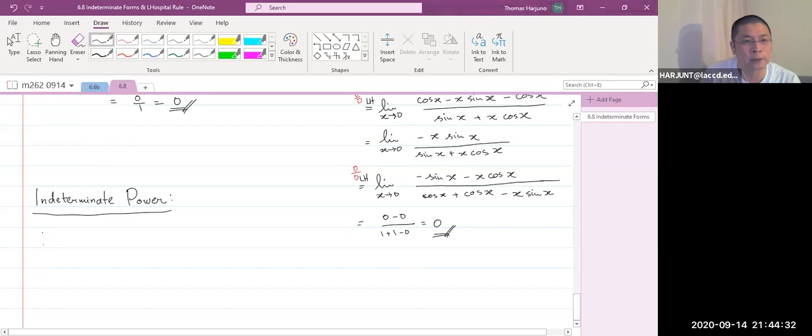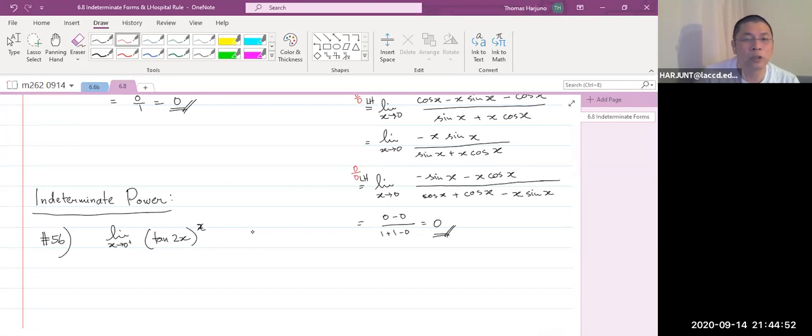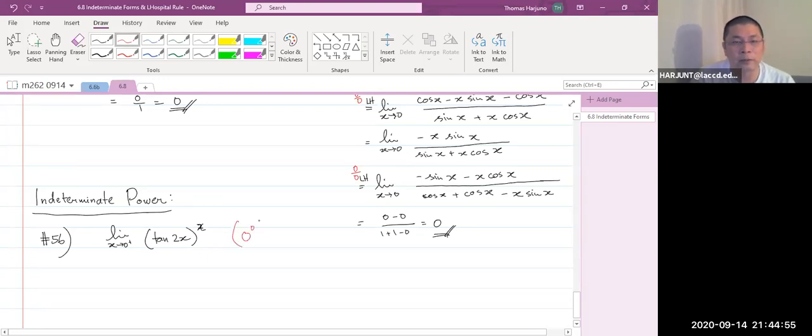Number 56. We have the limit as x goes to 0 positive of tangent 2x to the power of x. Now this will give us the 0 to the 0 case. Now what's wrong with 0 to the 0? Why is 0 to the 0 called indeterminate?